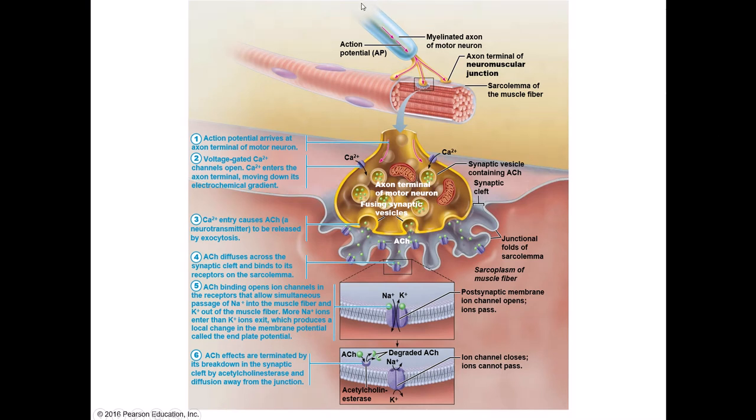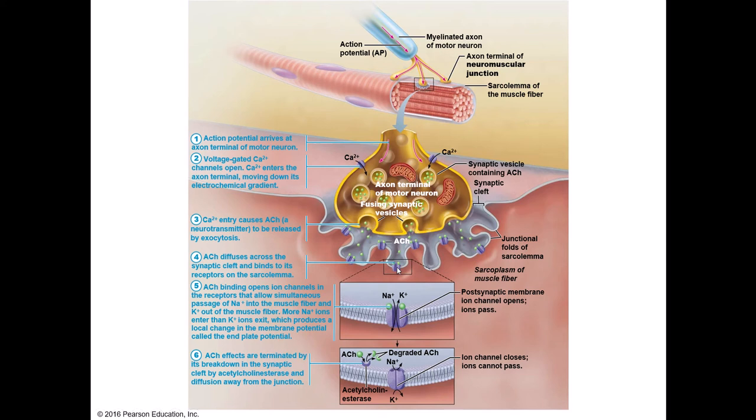So here is our motor neuron. You can see how it divides into these branches. Each muscle fiber will get one neuromuscular attachment. We're going to zoom in on one of those little neuromuscular junctions. Here is the axon terminal. Here is the fluid-filled synaptic cleft. And here are the junctional folds in the sarcolemma of the motor end plate. By having the folds, you're able to have more receptors for our neurotransmitter acetylcholine.